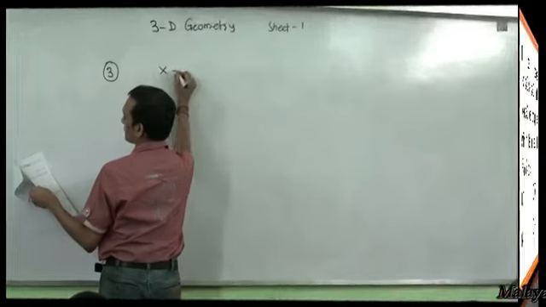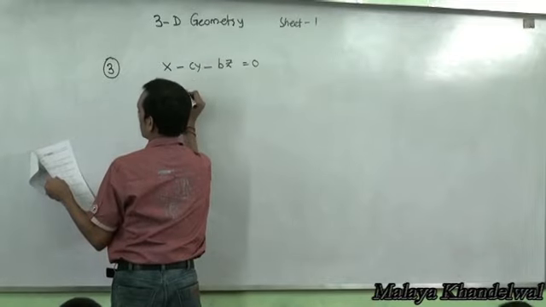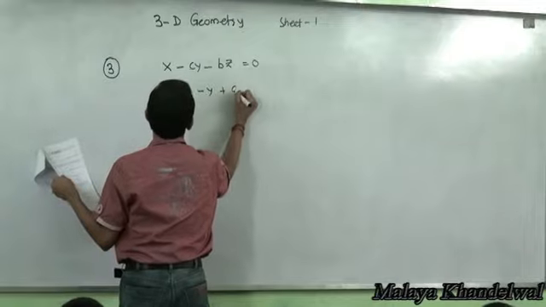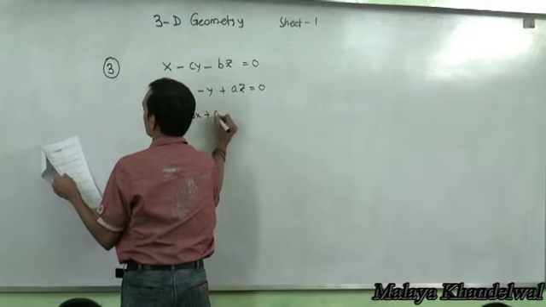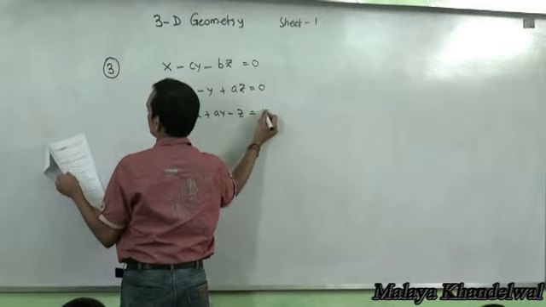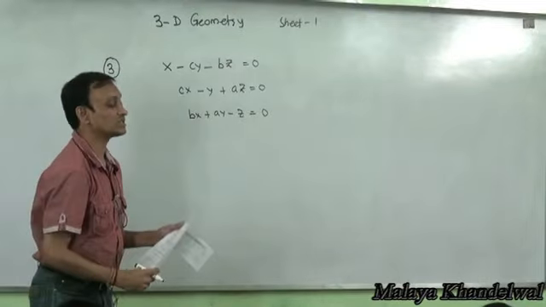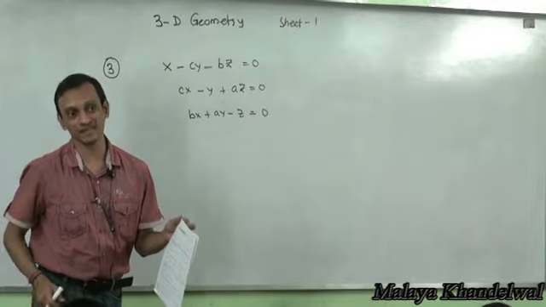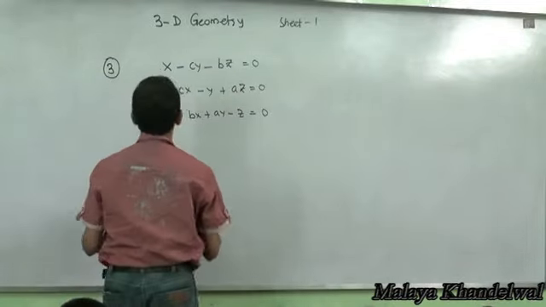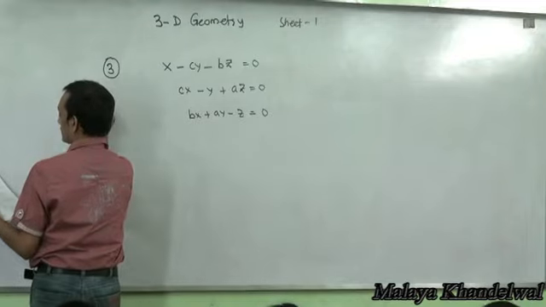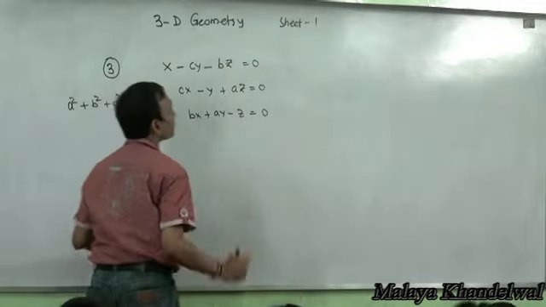A set of planes x minus cy minus bz equal to 0, cx minus y plus az equal to 0, another plane, and the third plane bx plus ay minus z equal to 0, pass through a straight line. That means these planes intersect along the same line. Then we need to find the value of a squared plus b squared plus c squared plus 2abc. Okay.